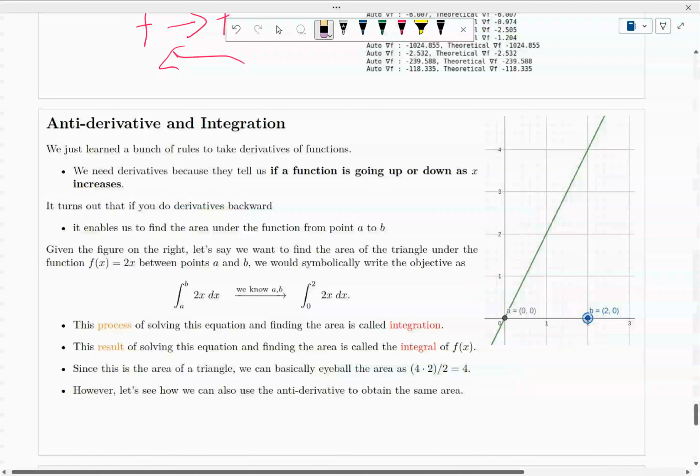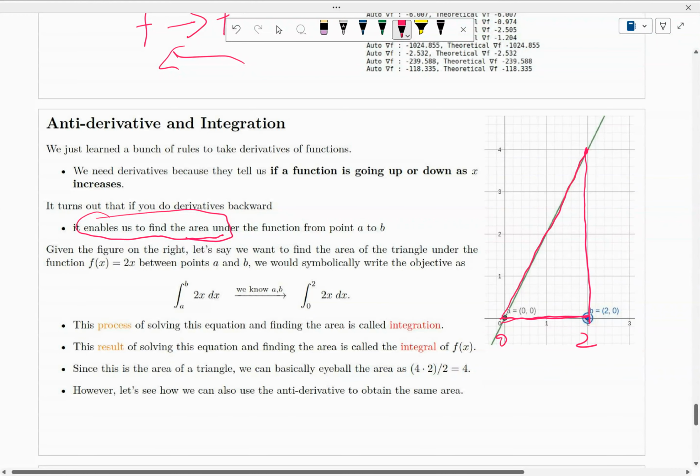But it turns out, and we're not going to go over why, that if you take the derivative backwards, it enables us to find the area under the function. So let's say we have this function here, and we're trying to find the area between points A and B, which are 0 and 2, right? This is the area of a triangle.